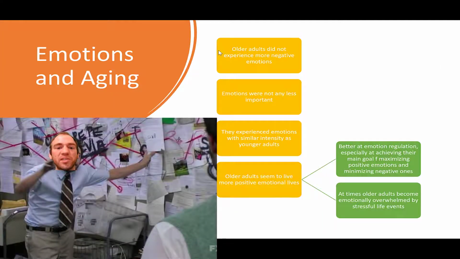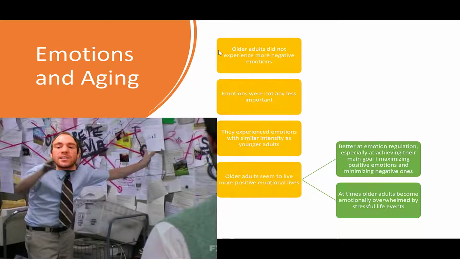In emotions and aging, emotions are not less important in older adults. In fact, older adults experience emotions with similar intensity as younger adults, at least in the United States. Older adults seem to live more positive emotional lives. And two suspected reasons for that in the U.S. are that they are better at emotional regulation, especially at achieving their main goal of maximizing positive emotions and minimizing negative ones. At times, older adults become emotionally overwhelmed by stressful life events.